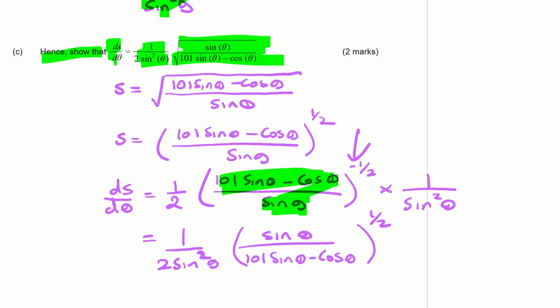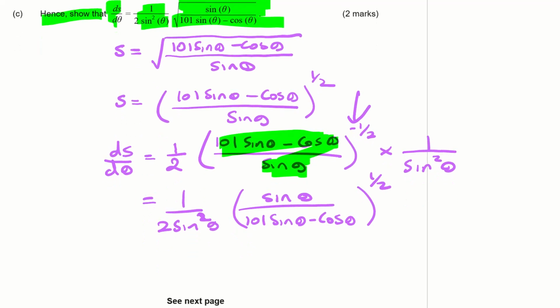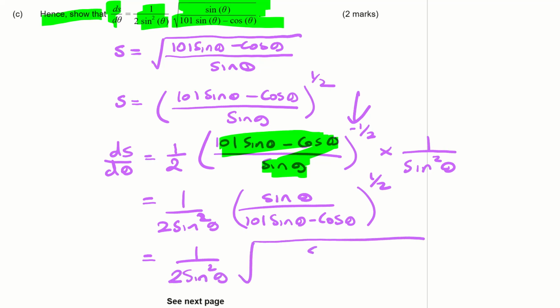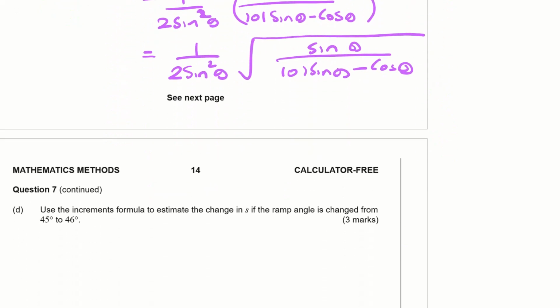Think about what the negative does with a fraction. And then that is 1 over 2 sine squared theta times the square root of sine theta over (101 sine theta minus cos theta) as required.